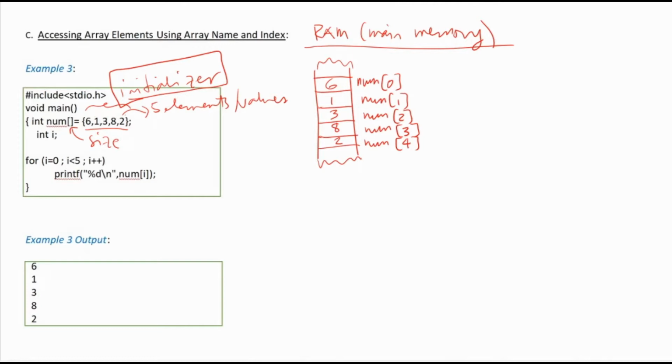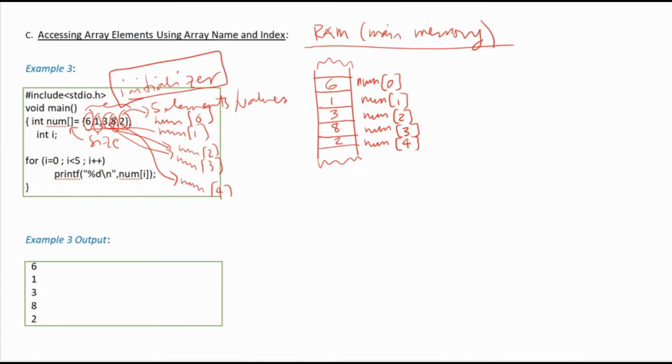Remember that by default, the index of the array starts with 0. So the first element, which is this one, 6, is your num0. The second is your num1. The third is num2. The fourth is 8, and that is num3. And the last one, 2, is your num4. So again, by default, the index of the array starts with 0.